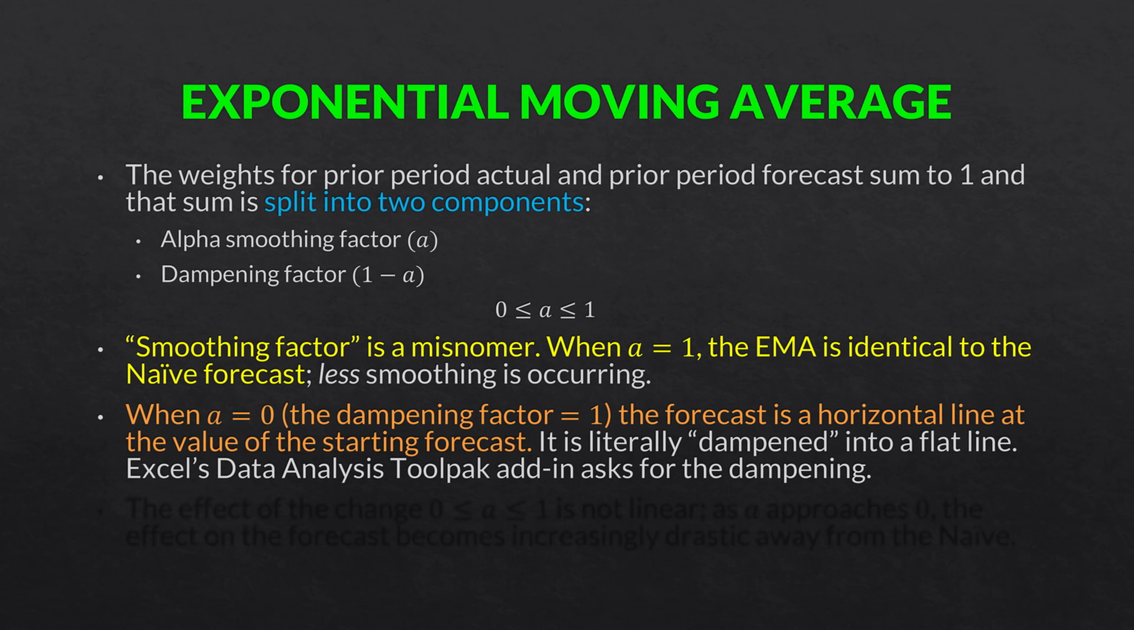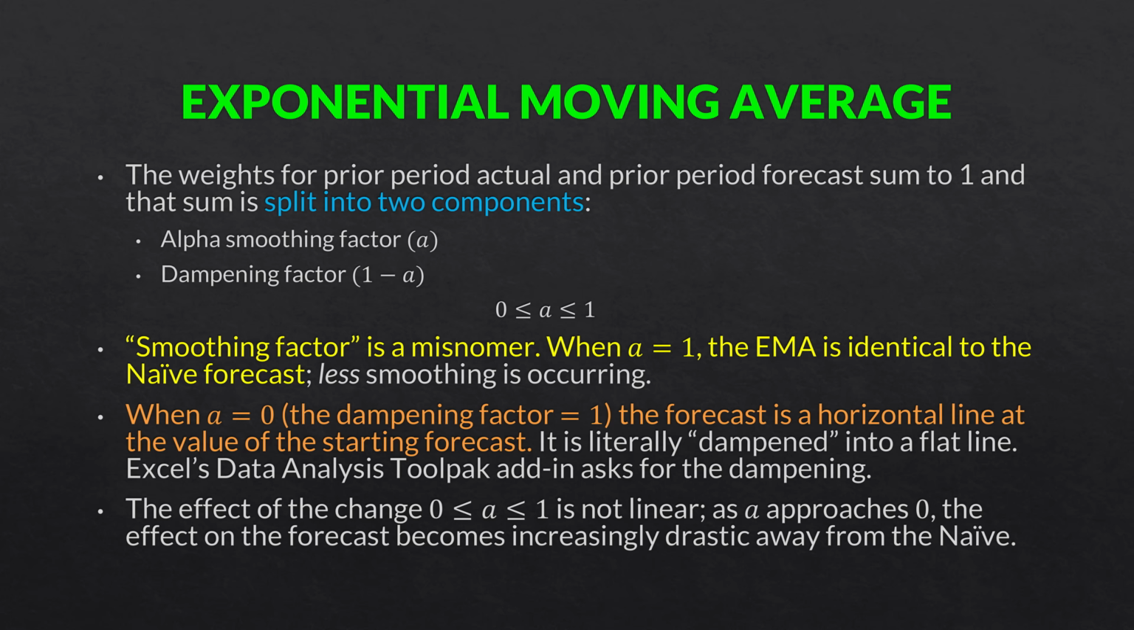Excel's Data Analysis Toolpack add-in asks for the dampening factor, so it can be confusing. You might be working a problem for your homework or some sort of problem, and you're trying to find the alpha value. However, the Excel Data Analysis Toolpack actually wants the dampening factor, so it's 1 minus alpha. So keep that in mind if you are an Excel user.